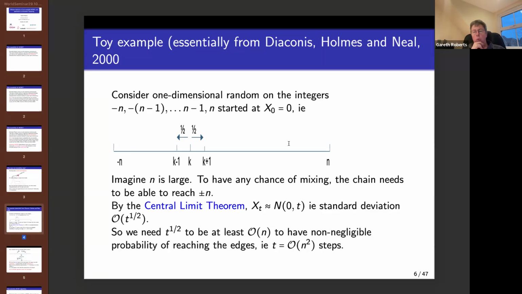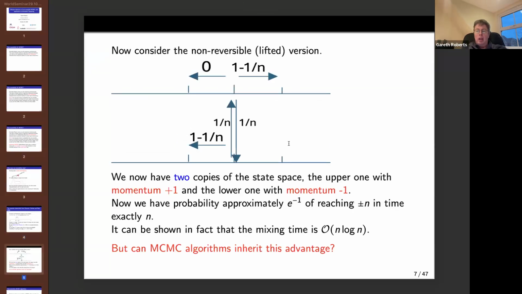Well, how can you avoid it? One way might be to have some momentum which pushes you towards one end or the other end. But for that momentum to be done in such a way that you still have a uniform distribution, it took a while for people to work out how to do this. In fact, the Diaconis, Holmes and Neal paper was not even the first paper to do this, but I think it was sometime in the late 90s that this lifting phenomenon was discovered.